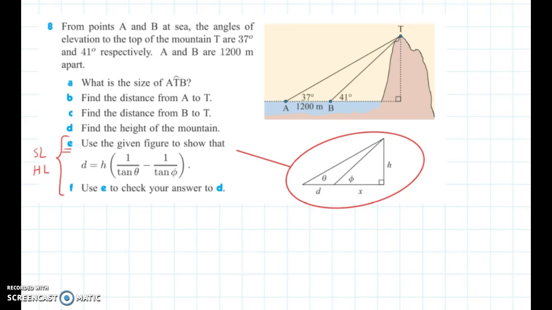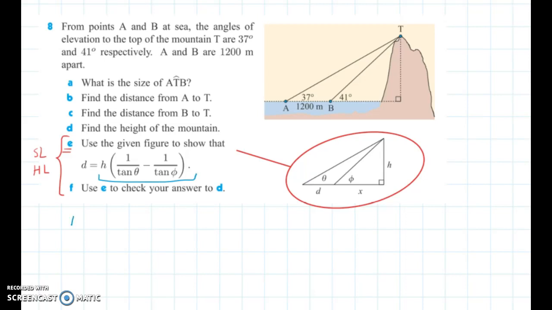There are many ways of doing this, but in general, if what we wish is to prove a formula or an identity, it's a good idea to start with one of the sides, the one that looks more complicated, and try to rewrite it and simplify it until we get the side that looks less complicated. In this case, I'm going to start with the right-hand side. That is the one that has the h and the reciprocal of the tangents subtracted.